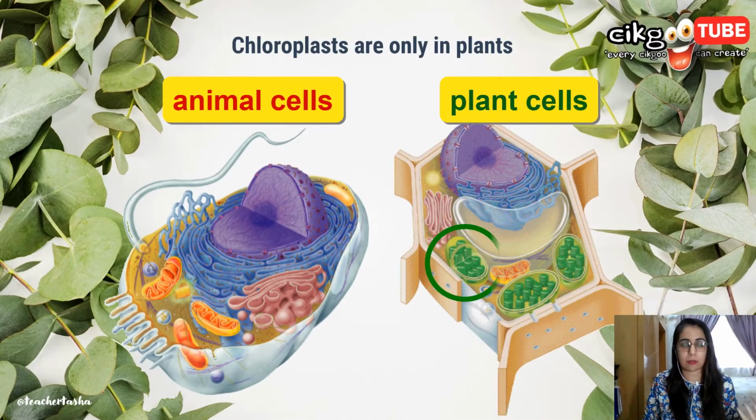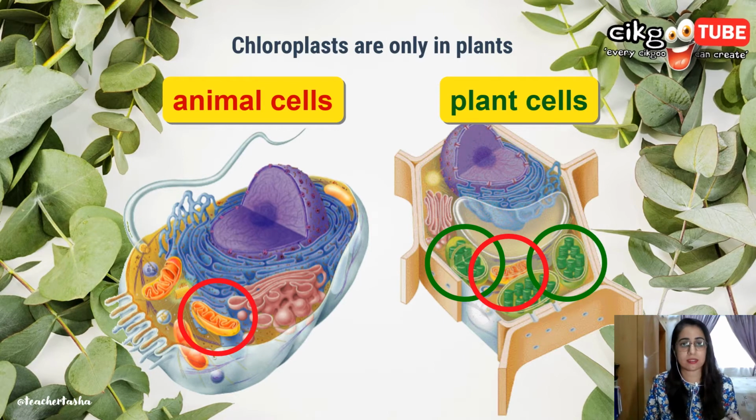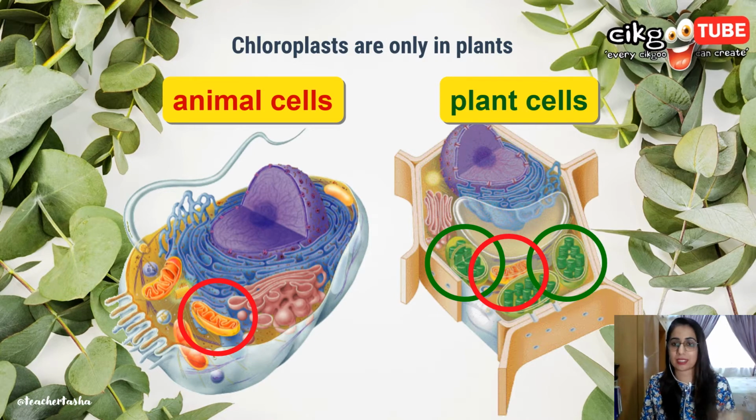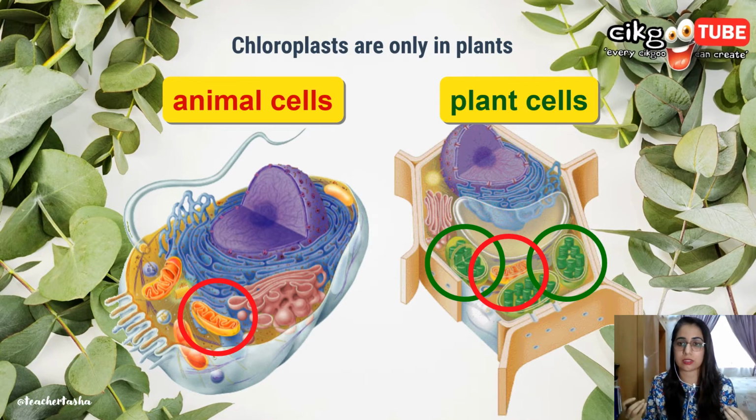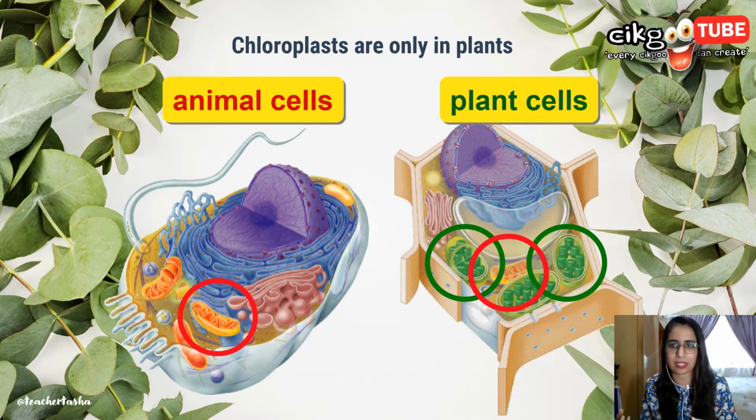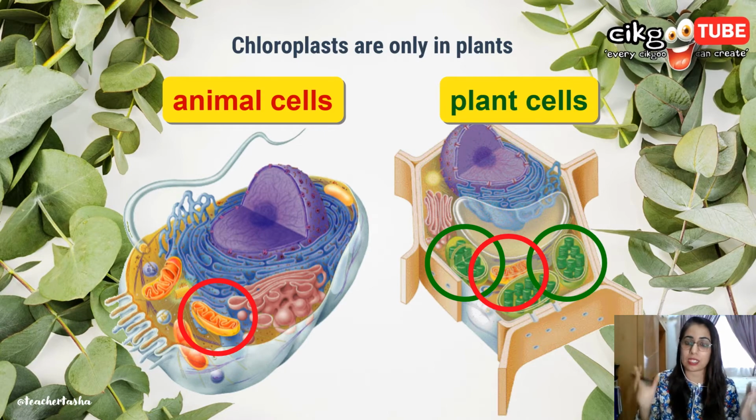So yeah, chloroplasts are only found in plant cells, please remember, but mitochondria are found in both animal and plant cells. This is just to recap, because I find some students are still confused. What is chloroplast and which one is mitochondria? So you must remember chloroplasts are only found in plant cells.